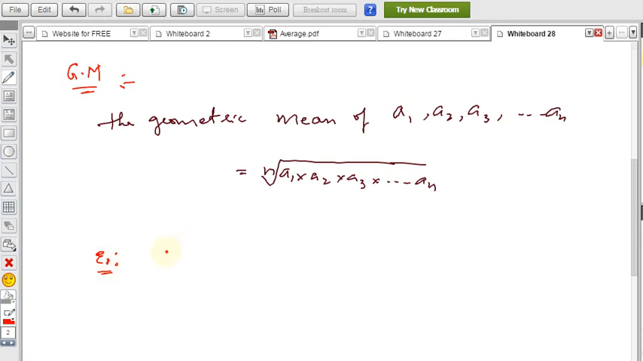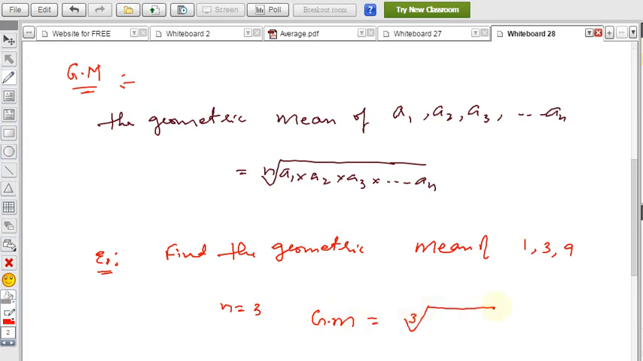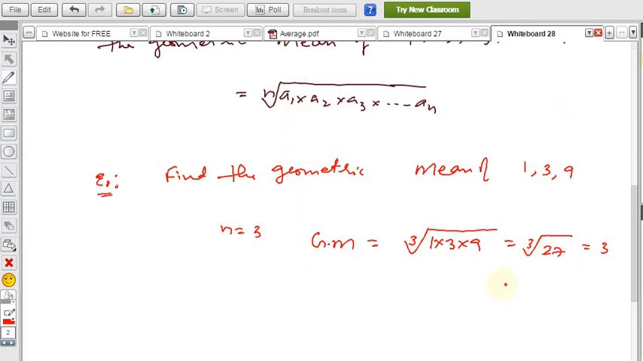For example, find the geometric mean of 1, 3, 9. According to the formula, your n is equal to 3, right? Then geometric mean is equal to the cube root of 1 into 3 into 9. That is cube root of 27. Cube root of 27 is 3, because 27 you can write as 3 cube. So 3 power 3 and cube root get cancelled. Answer is 3. Fine. So this is the geometric mean.